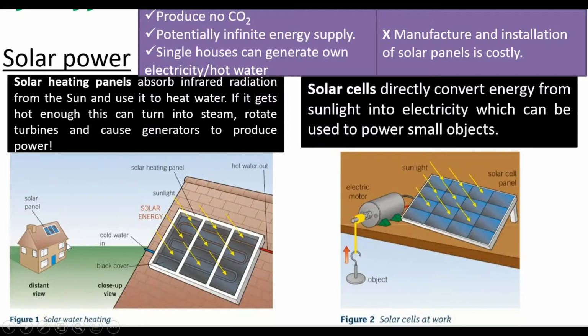A lot of times people have them on roofs to provide them with hot water. The cold water comes in, goes around the pipes, and comes out nice and hot for your shower or your bath. Okay, so that's a solar panel, or solar heating panel, its full name.